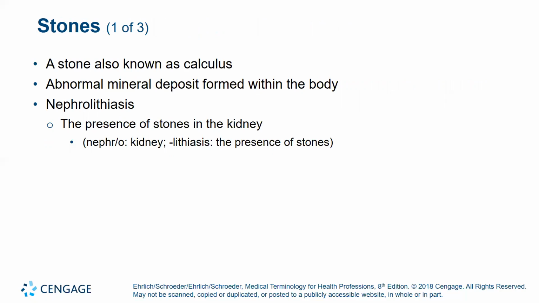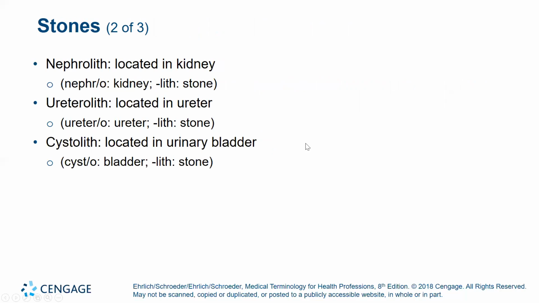Let's take a look at the stones, also known as calculus. It's an abnormal mineral deposit formed within the body. The medical term that we have is nephrolithiasis. Nephro is kidney, lithiasis is the presence of stones. So it's the presence of stones in the kidney. Some more medical terms, nephrolith: nephro is kidney, lith is stone, so it's a kidney stone.